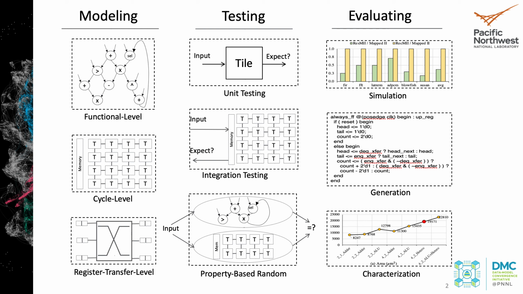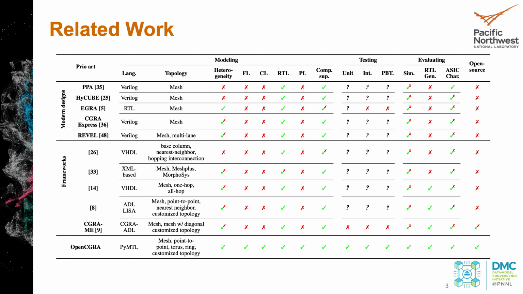So to perform the evaluation, a CGRA framework should be able to simulate a design, generate corresponding synthesizable Verilog, and perform the area, power, and timing characterization. However, not all these features are exploited by existing frameworks. In contrast, OpenCGRA incorporates all these features into a unified Python-based framework to facilitate the design space exploration of CGRA.